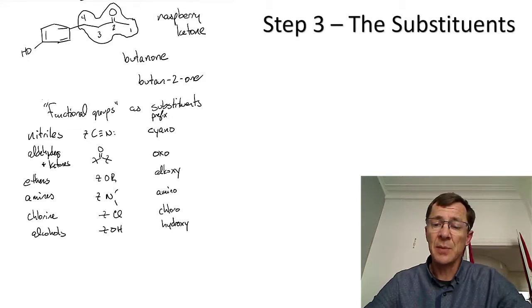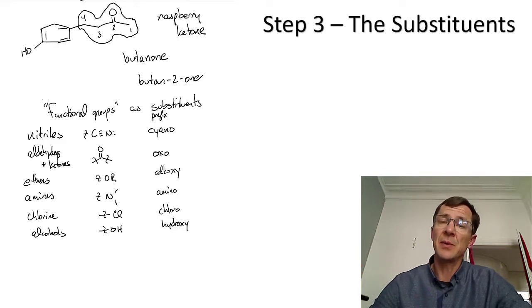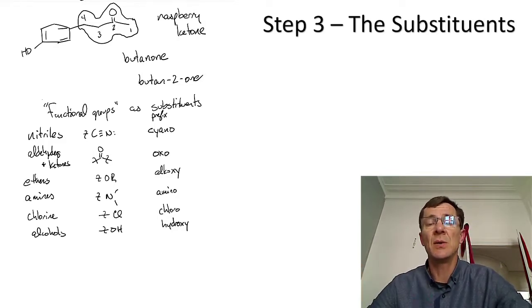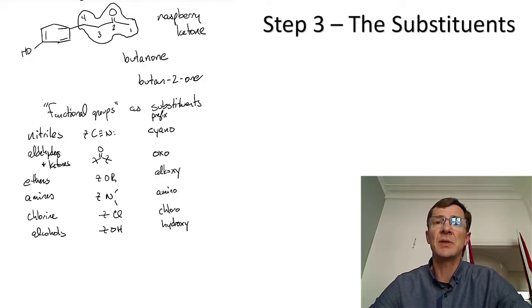All right, so we've got a butanone. On our butanone is a phenyl group. On the phenyl group is a hydroxyl group. That is the order that you think of it. So the hydroxy group is a substituent of our substituent.